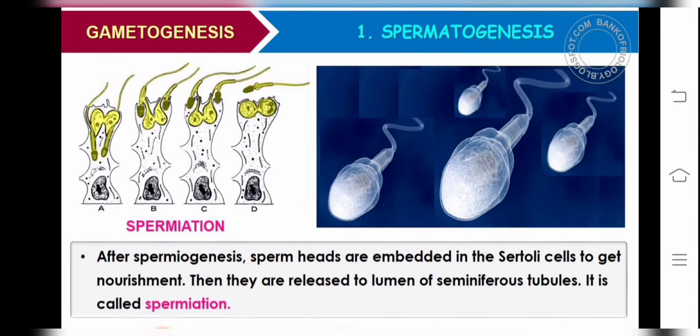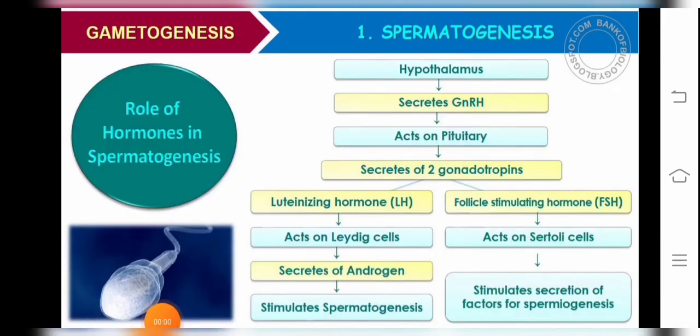So next is spermiation. As I mentioned, after spermiogenesis, the sperm heads are embedded in the Sertoli cells to get nourishment. Then they are released into the lumen of the seminiferous tubule and the cavity. It is called spermiation. Okay. Next topic is the role of hormones in spermatogenesis. It simply means how different types of hormones control the spermatogenesis process.